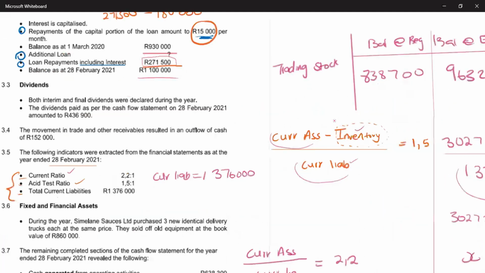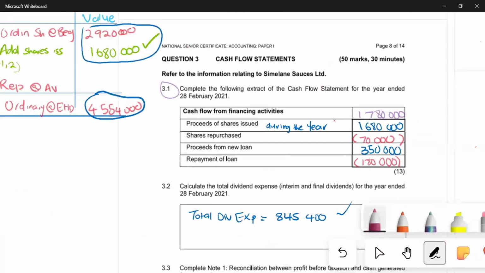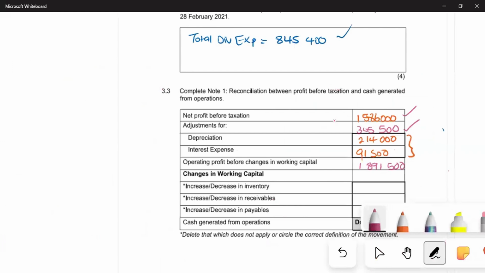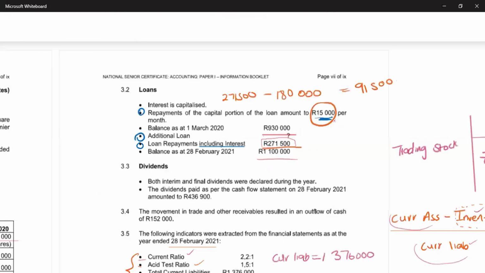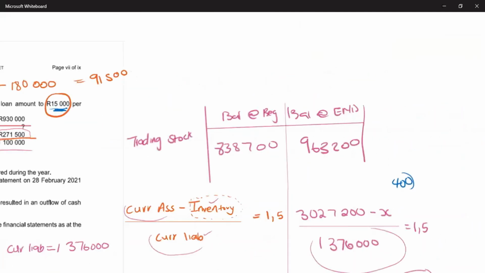So here, it's an increase. Let me go and see my answer sheet. So it's an increase in inventory, right? And as I've mentioned, an increase in inventory is an outflow. So now let me get the difference between the two balances, the balance at the beginning as well as the balance at the end for inventory. Punching this into my calculator, this would be 124,500.